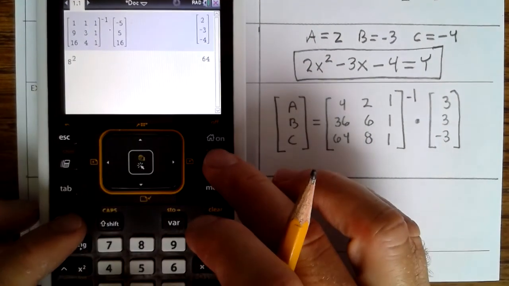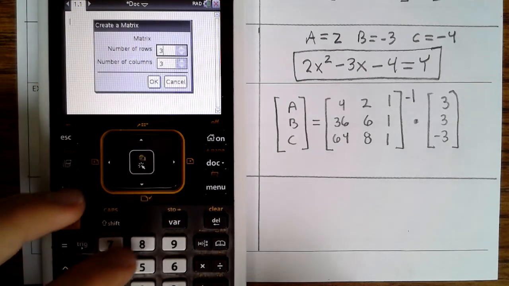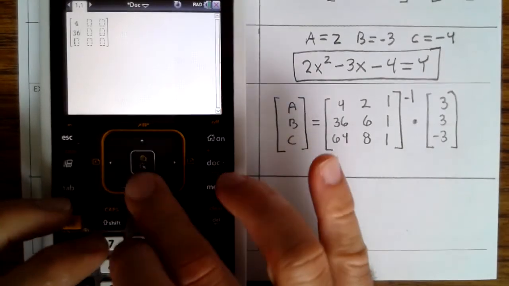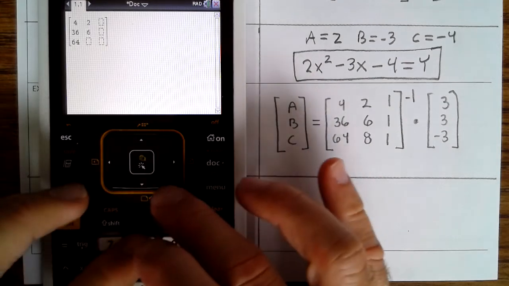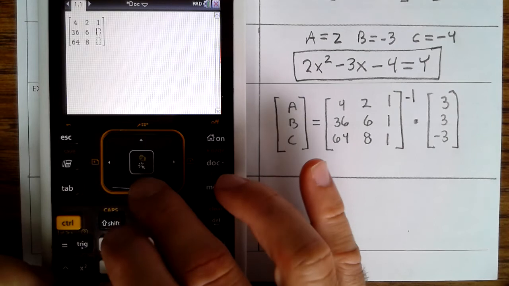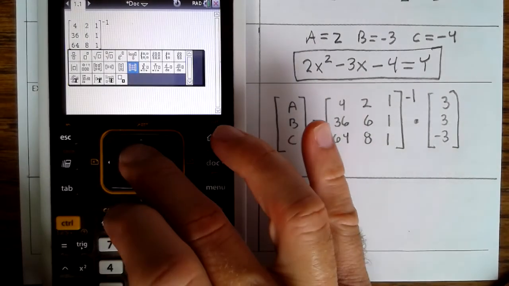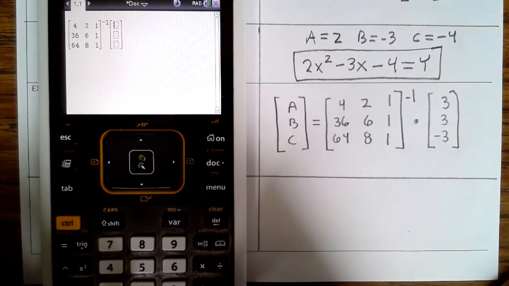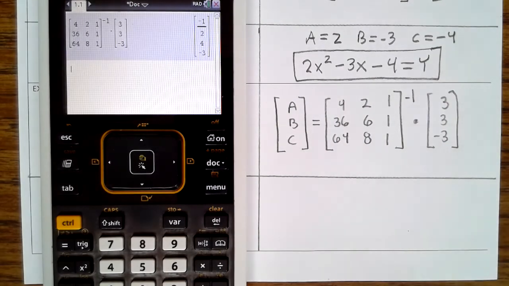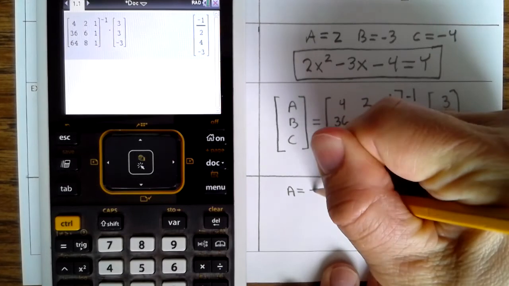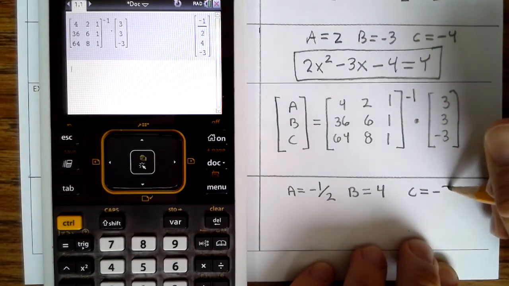Okay, so on, new document, no. Add calculator, so enter 4, 36, 64, 2, 6, 8, because it's 8 there, and then 1, 1, 1, click to the right, up key, negative 1, click to the right, matrix button again, it's a 3 by 1, and then 3, 3, negative 3. So A equals negative 1/2, B equals 4, and C equals negative 3.